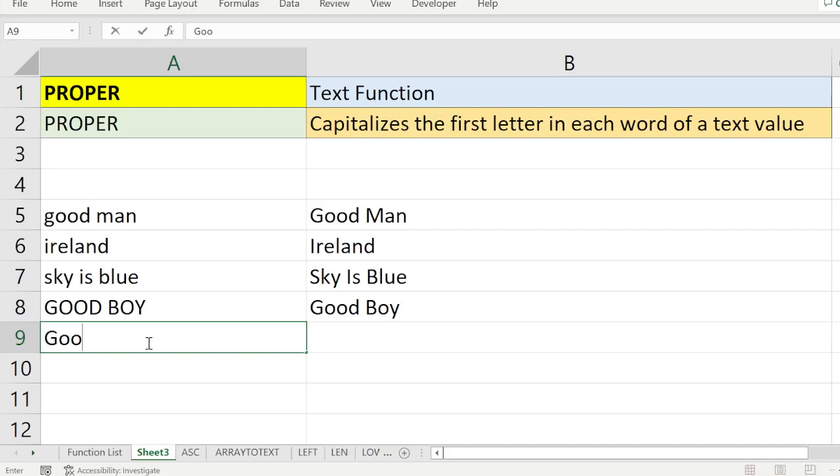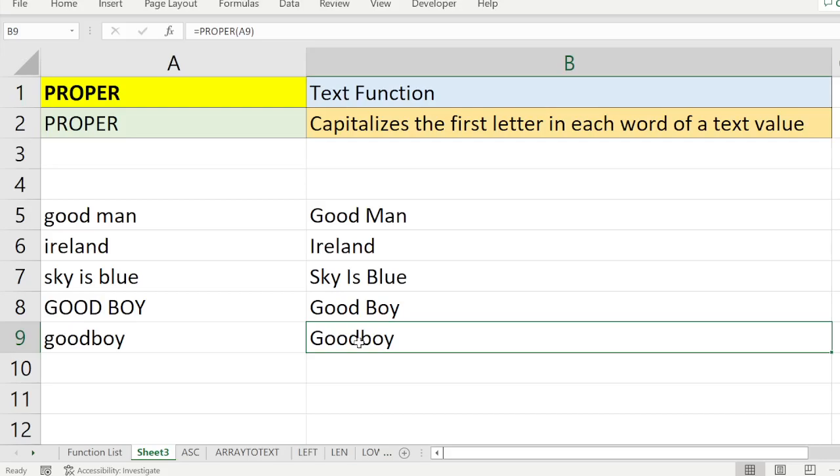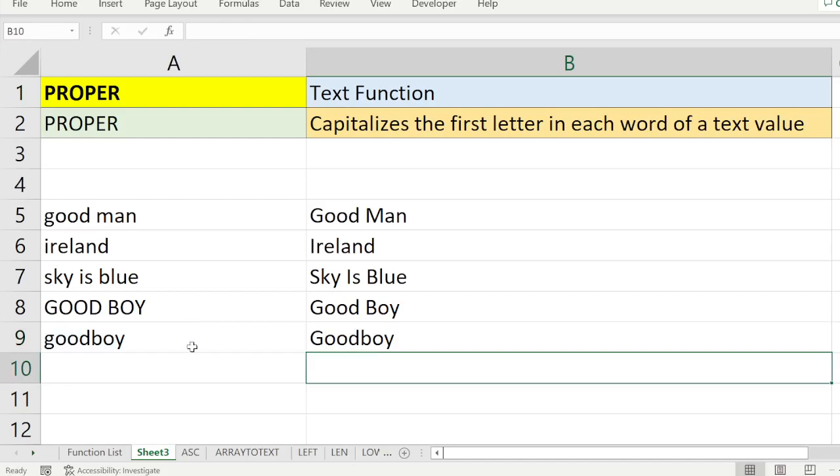Okay, I also have another example. Good, boy. Okay, let's see, this is equal to PROPER of this. See here, only G is capitalized, not the B, because it identifies each word by a space.